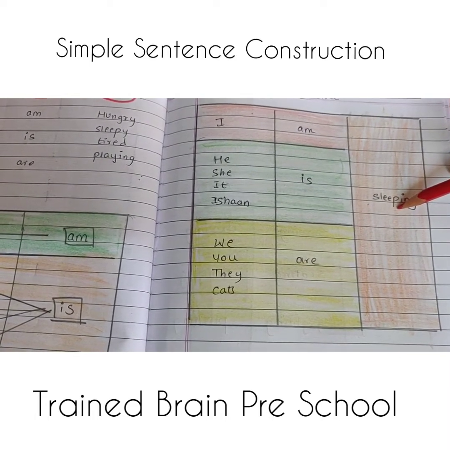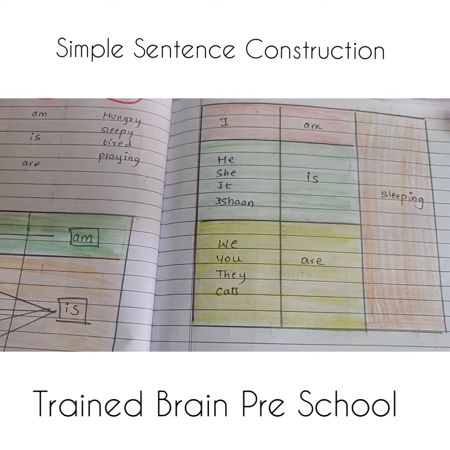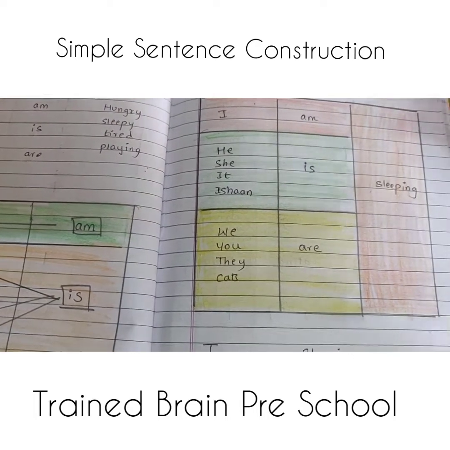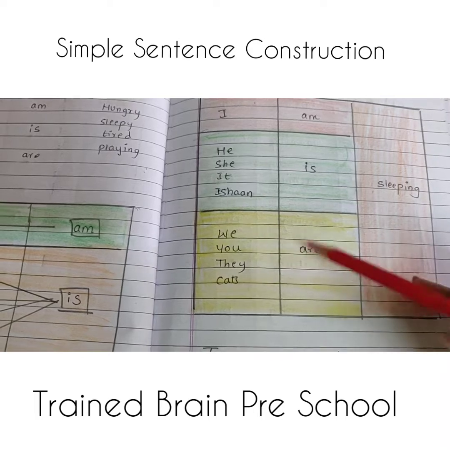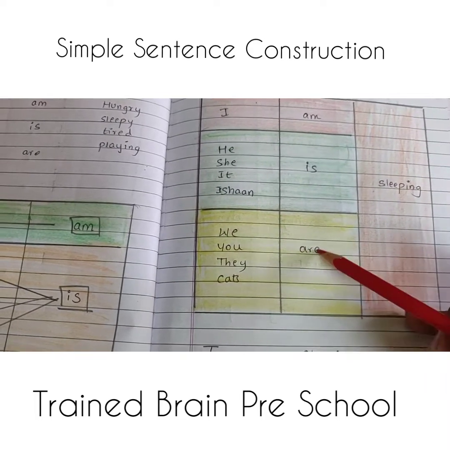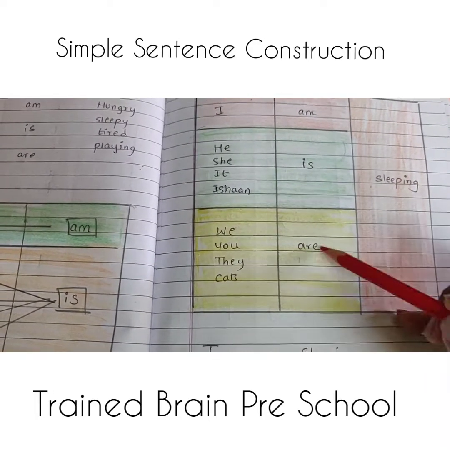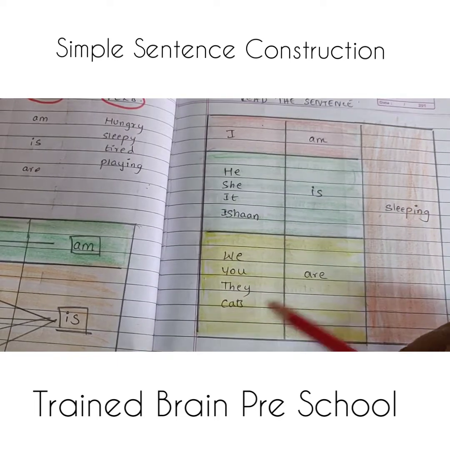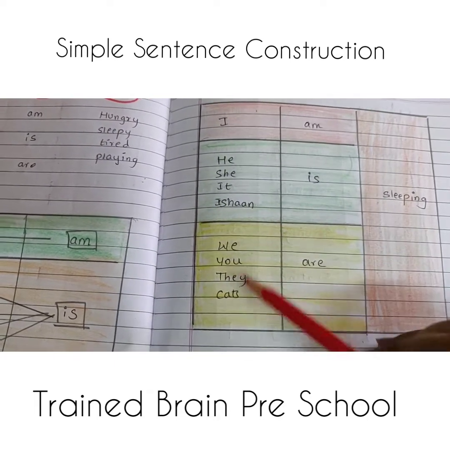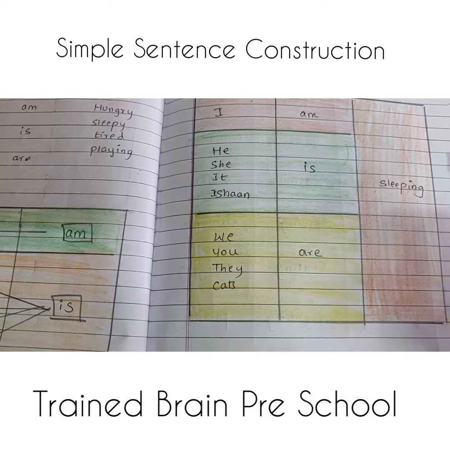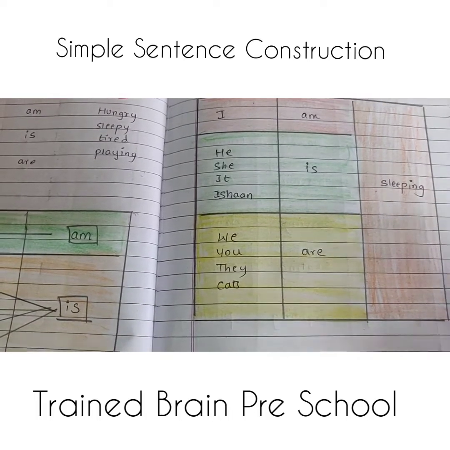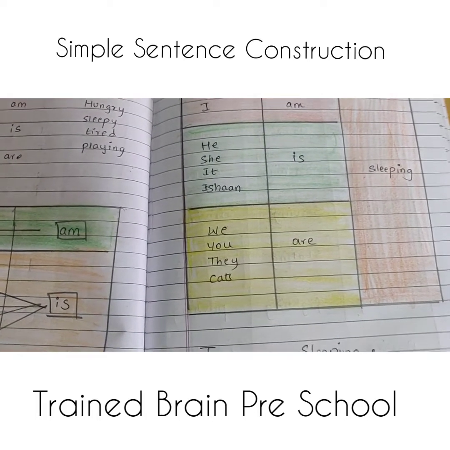So it becomes easier for them to understand when to use am or is or are. And coming into the last set, we are sleeping. You are sleeping. They are sleeping. Cats are sleeping. So this becomes very, very easy for them to understand and read simple sentences.